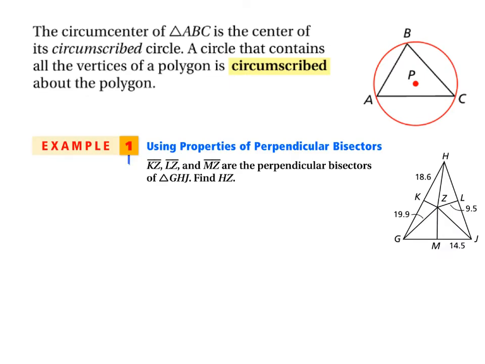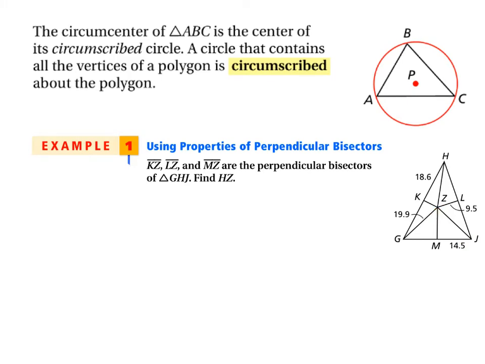All right, example 1. Now, once again, this is a really easy problem. You do not have to do a proof or anything, but I'm going to actually write down the steps that you would have to write if this was a proof. So what are we given? We're given that KZ, LZ, and MZ are all the perpendicular bisectors. So we know they're all perpendicular bisectors of the big triangle. I want to find HZ. Now, you're probably thinking that's really easy, because if you look, we know HZ has to be equal to GZ, which has to be equal to JZ.